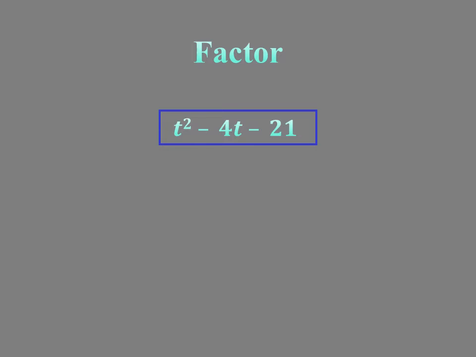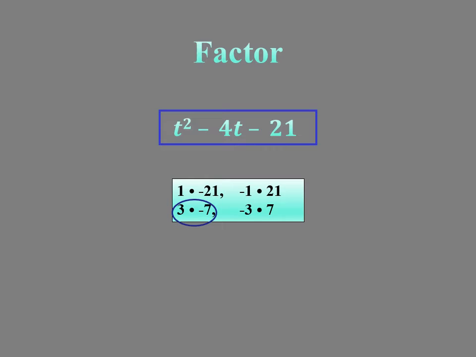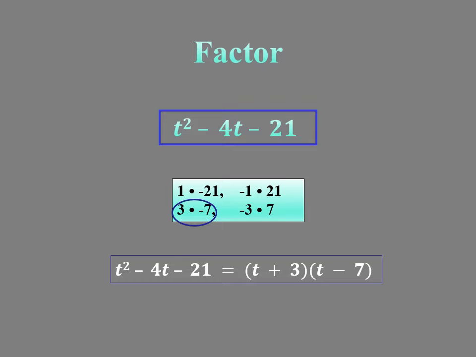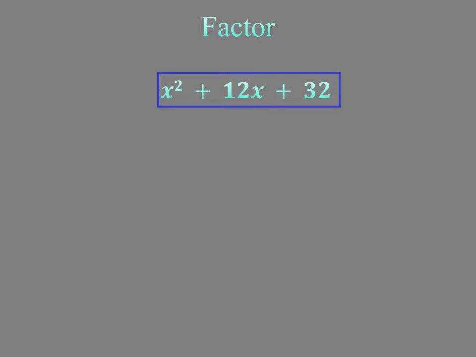First, we need to list the factors of negative 21, and we're going to take the two that add up to negative 4. Therefore, our example can be factored into t plus 3 times t minus 7. Factors of 32, take the two that add up to 12.